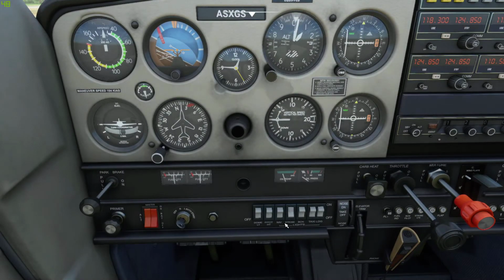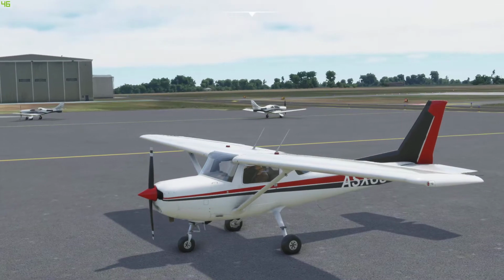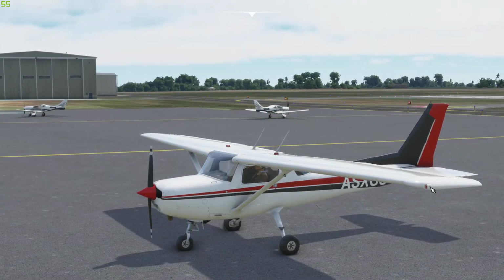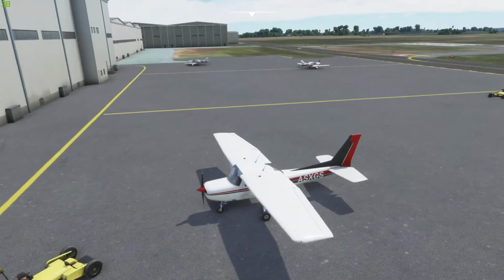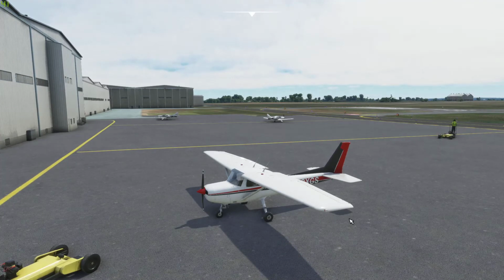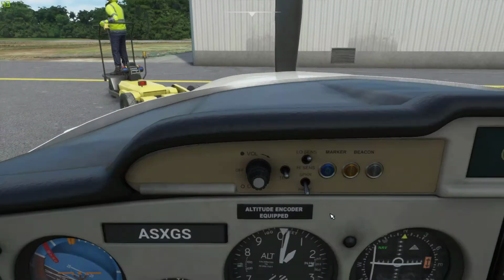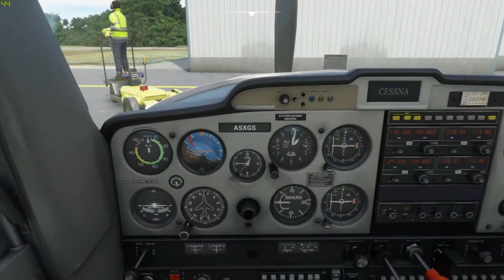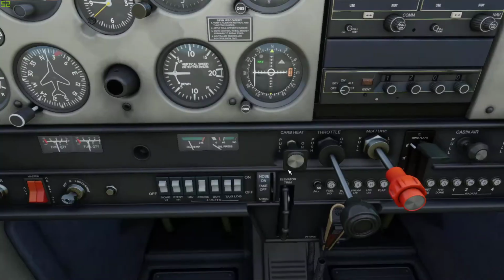Strobe light. If you know what a strobe light is, this is a strobe light. It's flashing white lights, and it's used to indicate that you're moving, taking off and taxiing. It's on all the time during flight and whenever the engine's on.